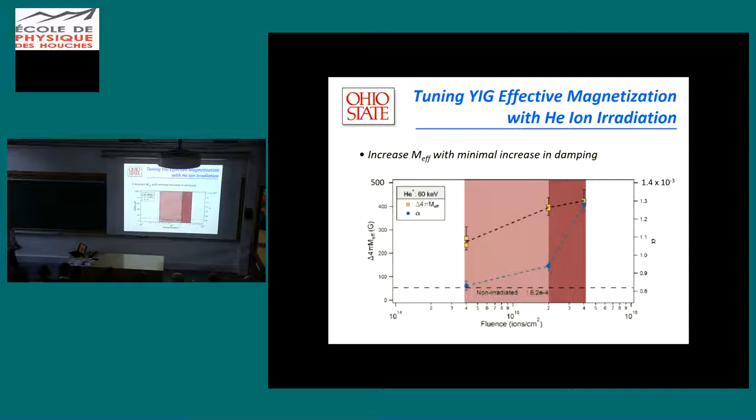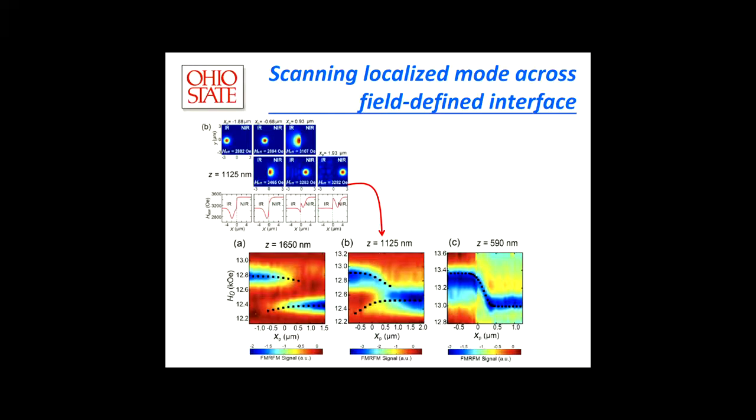The reason, by the way, that it increases is that there are two things that happen. I should be careful, this is 4 pi M effective. We cannot distinguish magnetization from anisotropy in FMR. So what happens is the ions go in there and they stretch the lattice a little bit, so they increase the anisotropy while decreasing the magnetization, and the anisotropy wins. We don't too much care about that. It's just that we now have this opportunity of tuning 4 pi M effective without really losing a lot of the things that we like about YAG.